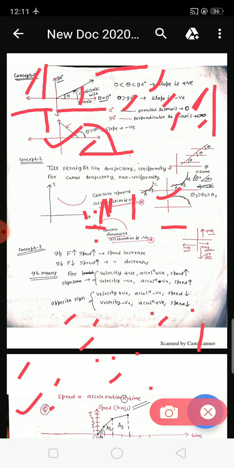Now we will move to concept number 2. These are very good concepts. You should watch this very carefully. The second concept I will tell you. Whenever there is a straight line trajectory, it means that if the curve is straight, example like this, these all are straight line trajectories. In a straight line trajectory, the value of theta doesn't change.